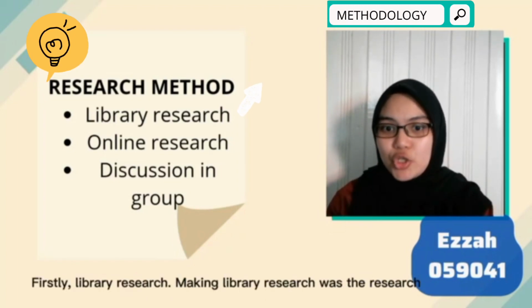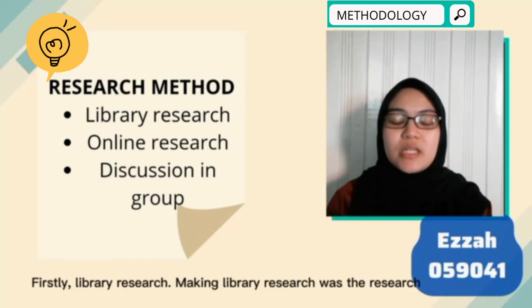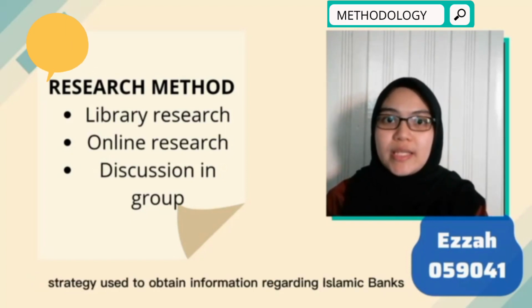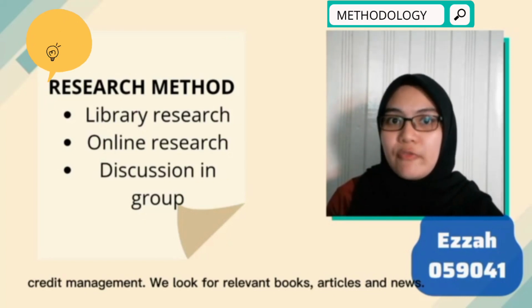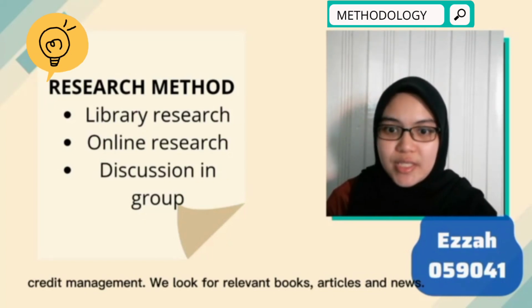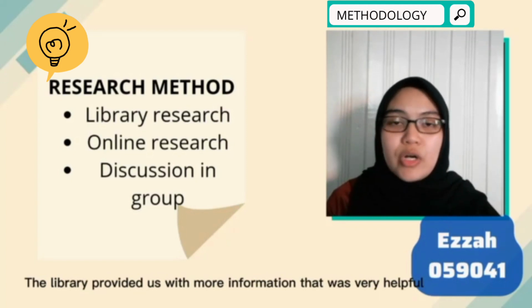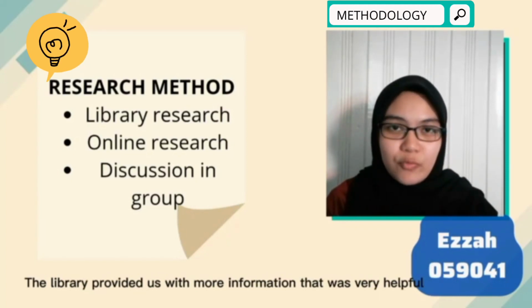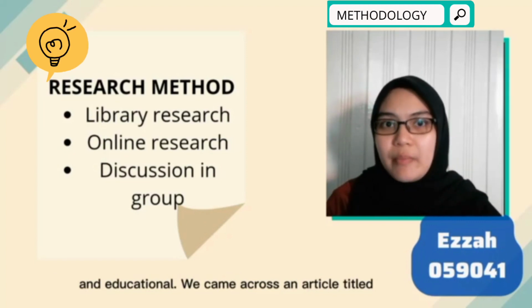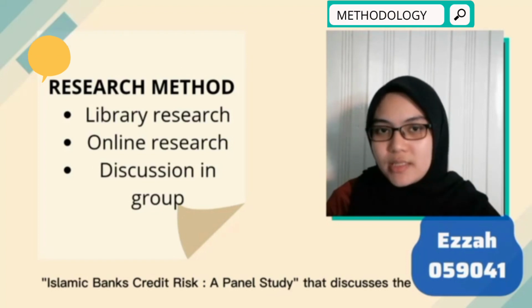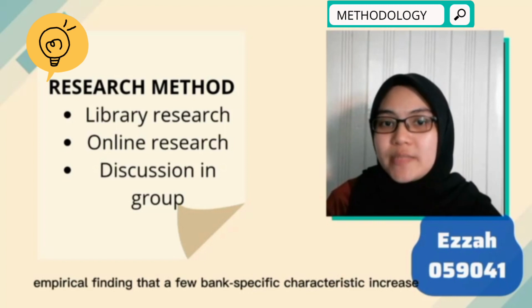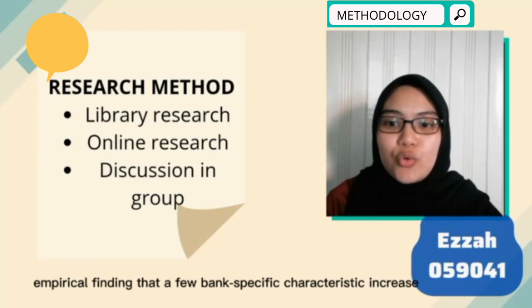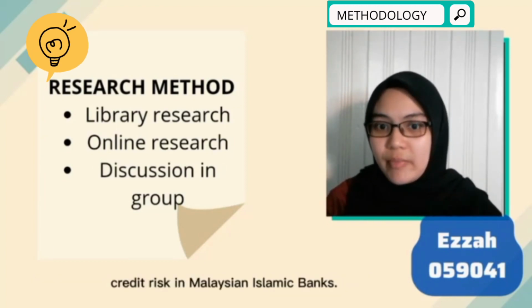There are three research methods that we use to collect data. Firstly, library research. Banking library research was the research strategy used to obtain information regarding Islamic banks' credit management. We look for relevant books, articles, and news. The library provided us with more information that was very helpful and educational. We came across an article titled Islamic Banks Credit Risk Panel Study that discusses the empirical finding that a few bank-specific characteristics increase credit risk in Asian Islamic banks.